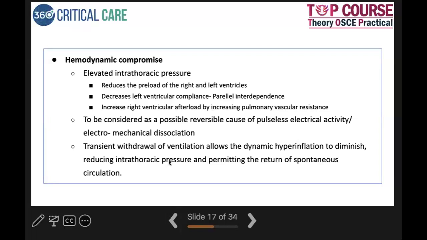Suppose the patient is on a mechanical ventilator and having an auto PEEP, or the patient is on NIV with a COPD background with auto PEEP, and they suddenly arrest with pulseless electrical activity. You have to keep dynamic hyperinflation and auto PEEP in your differentials, so that if you just disconnect the ventilator for some time, the CO2 is going to wash out, the auto PEEP is going to reduce, which may bring back the hemodynamics to normal, if that is the cause for the pulseless electrical activity.